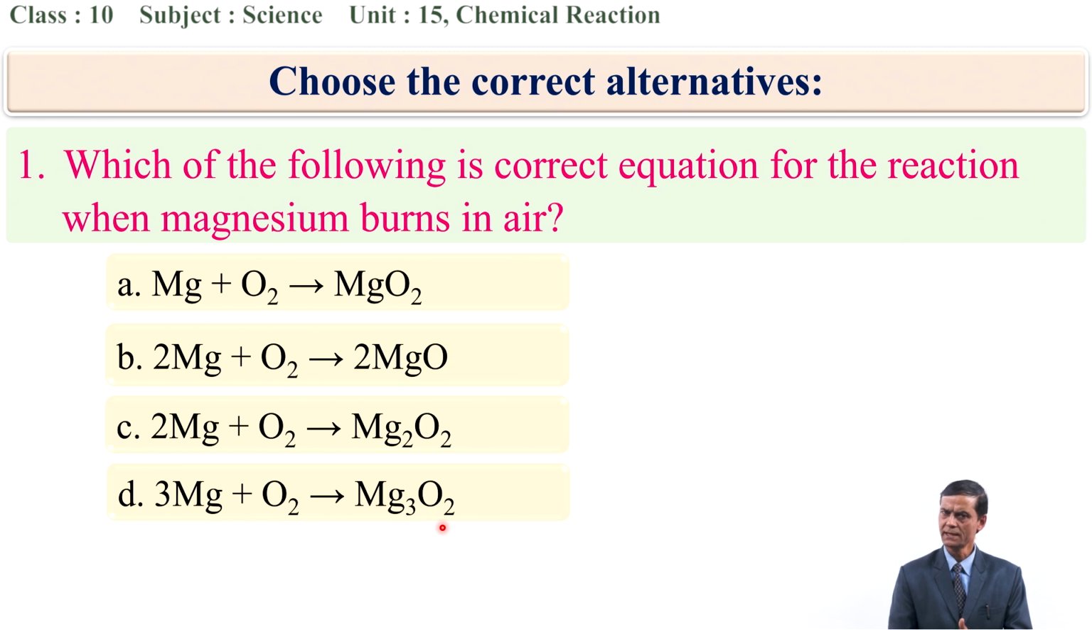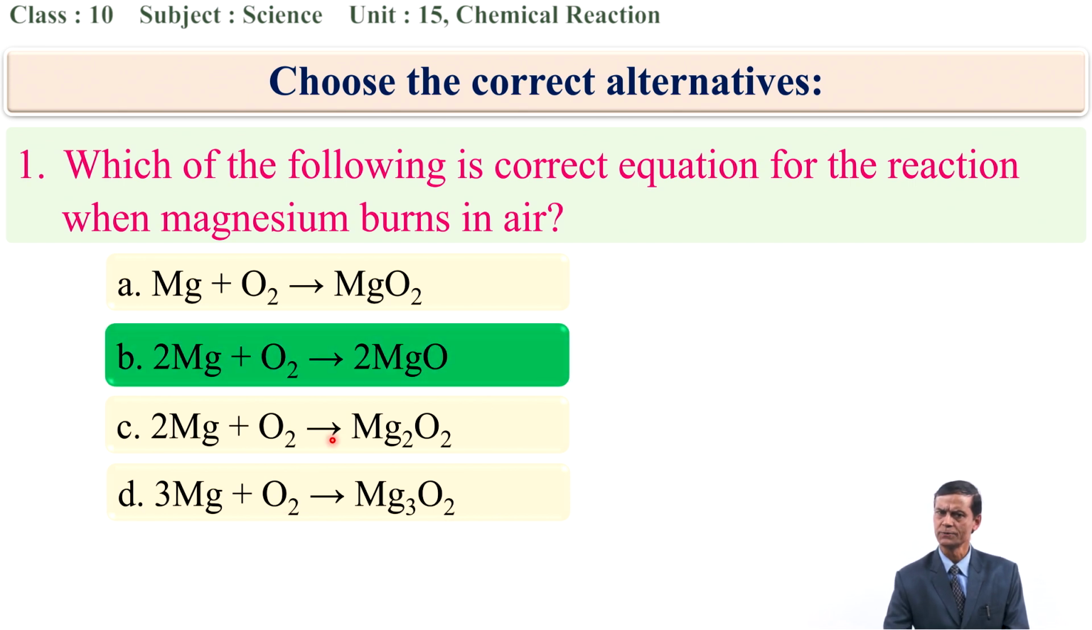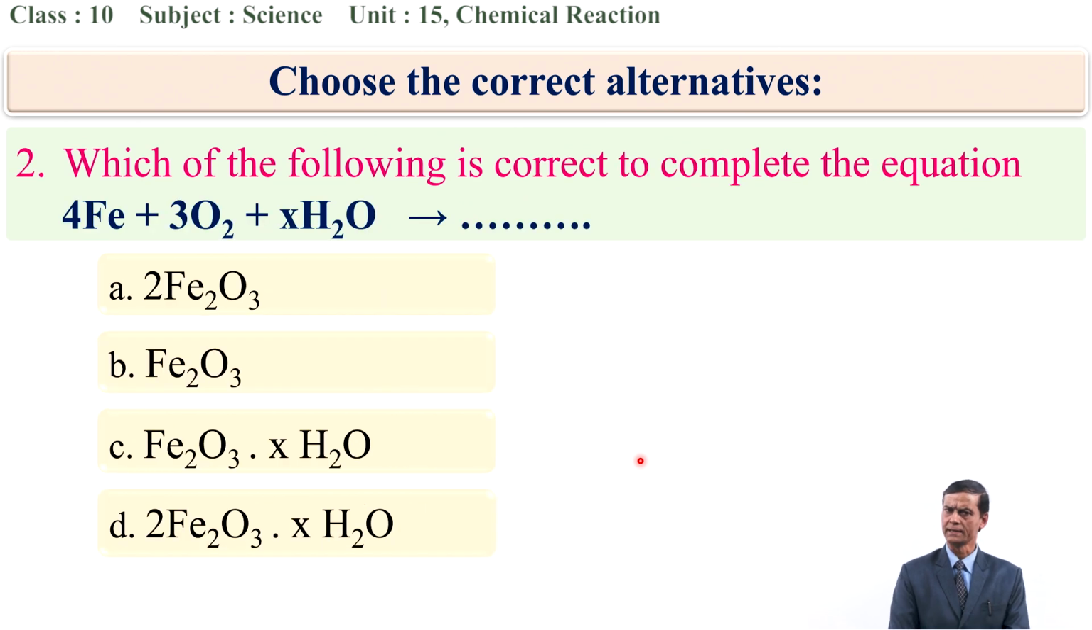Dear students, let's find the correct answer. Here, you have already found what is the correct answer. Let's check it. Yes, 2Mg plus O2, 2MgO. This is the correct equation for the above chemical reaction. Second question is like this. Question number 2. Which of the following is correct to complete the equation? Look at here. Here is one equation.